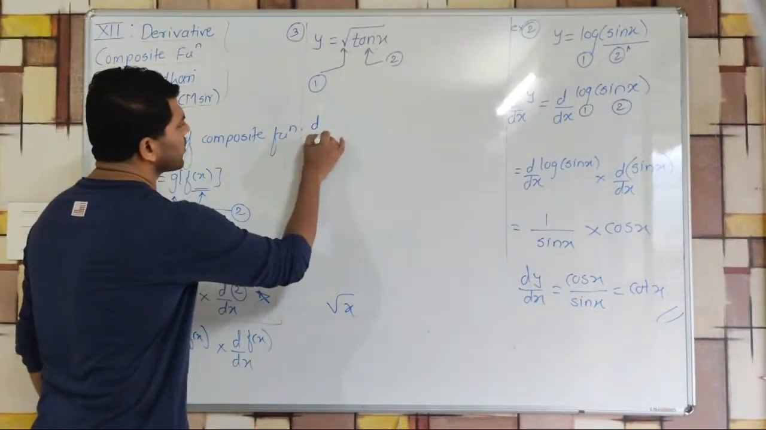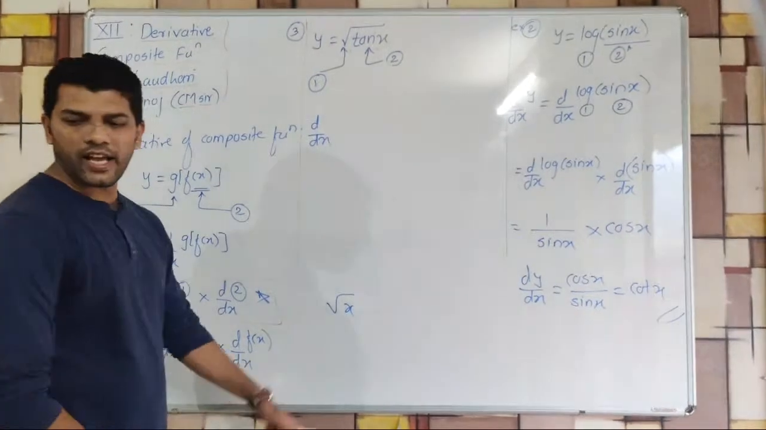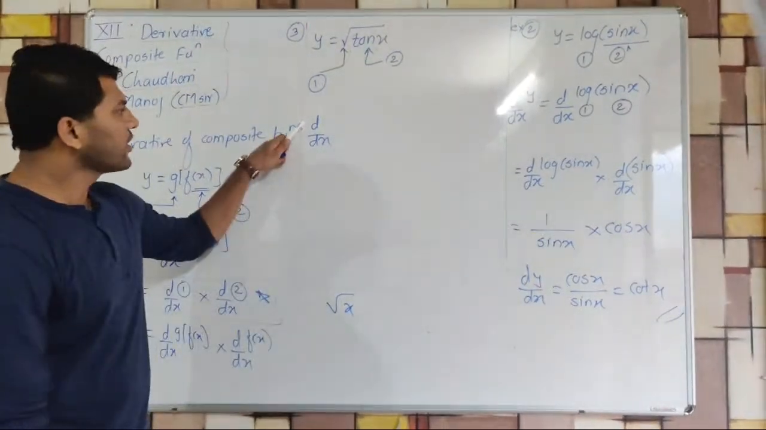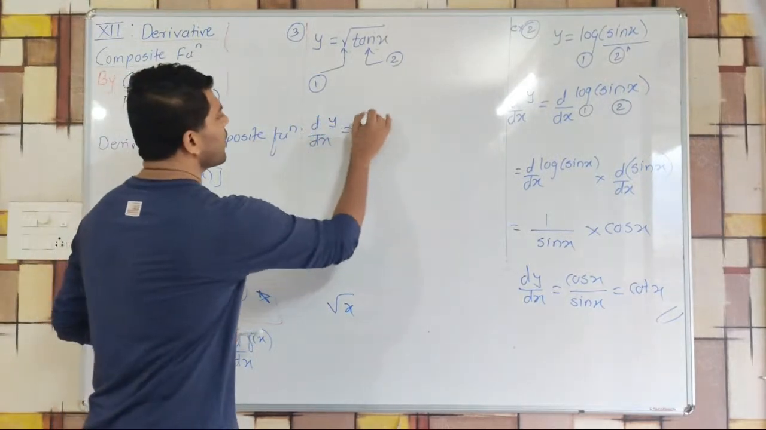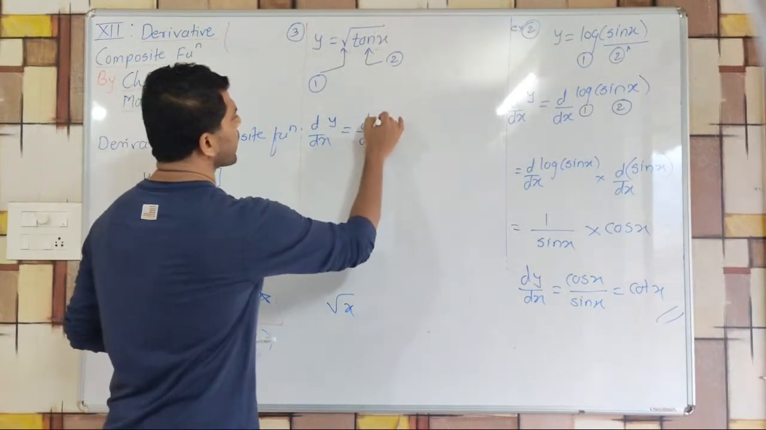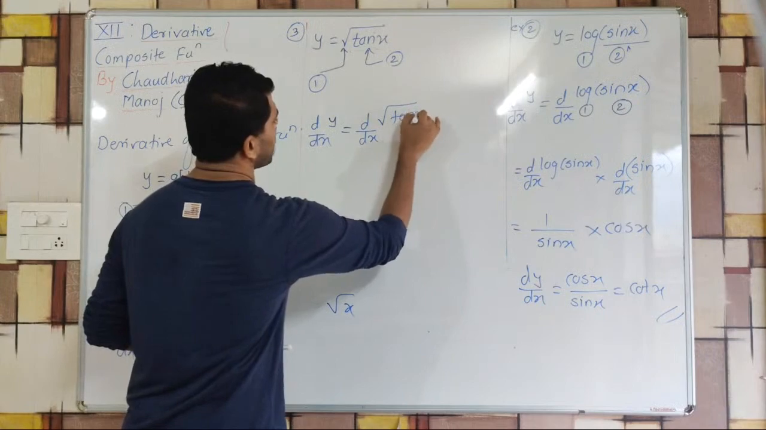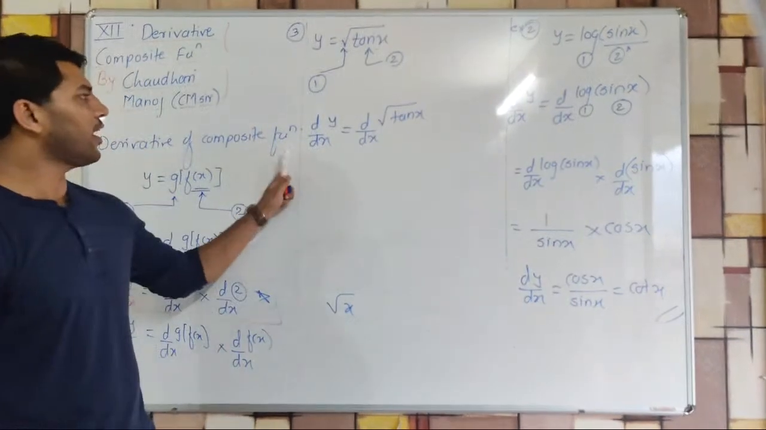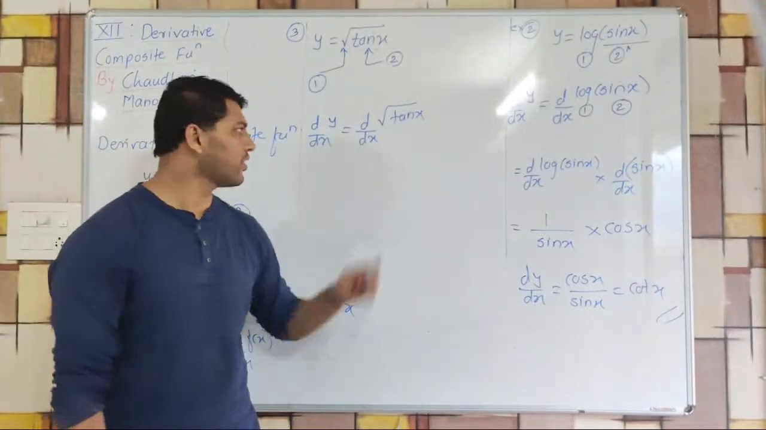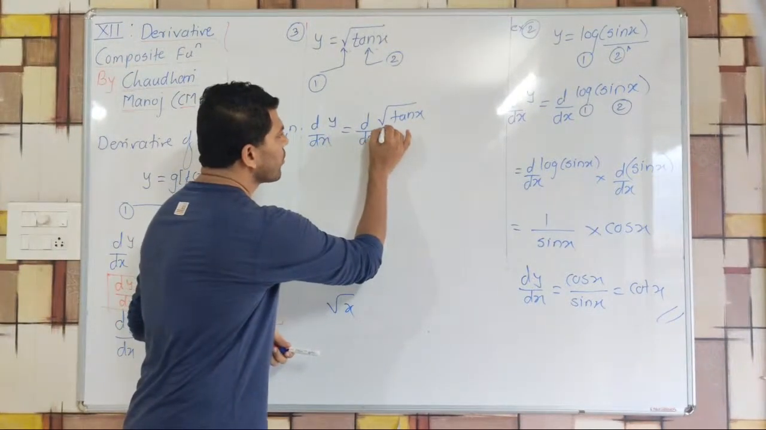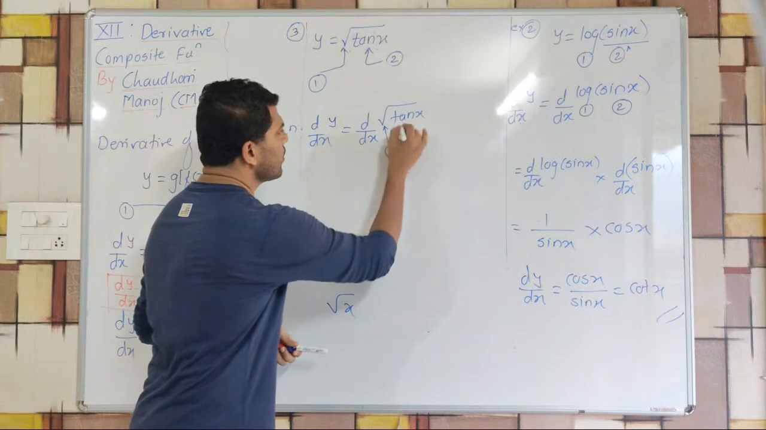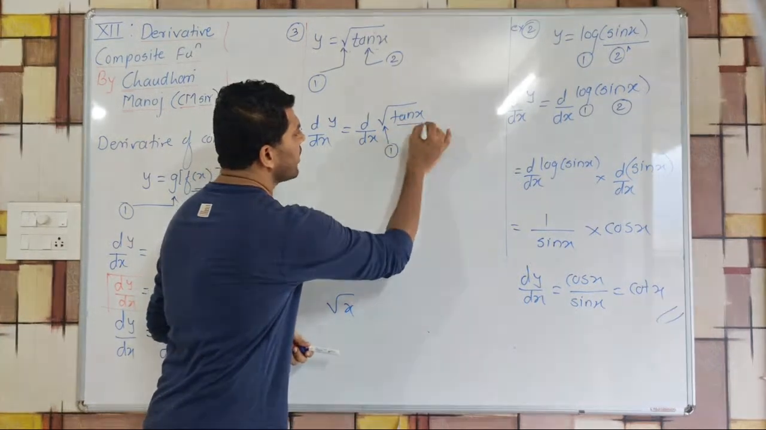So friends, this is the symbol for the derivative. Read it as derivative with respect to x of LHS, then derivative with respect to x of RHS. So this is the derivative of the left hand side, and this is the derivative of the right hand side. Here root is the first one and this tan x is the second part.